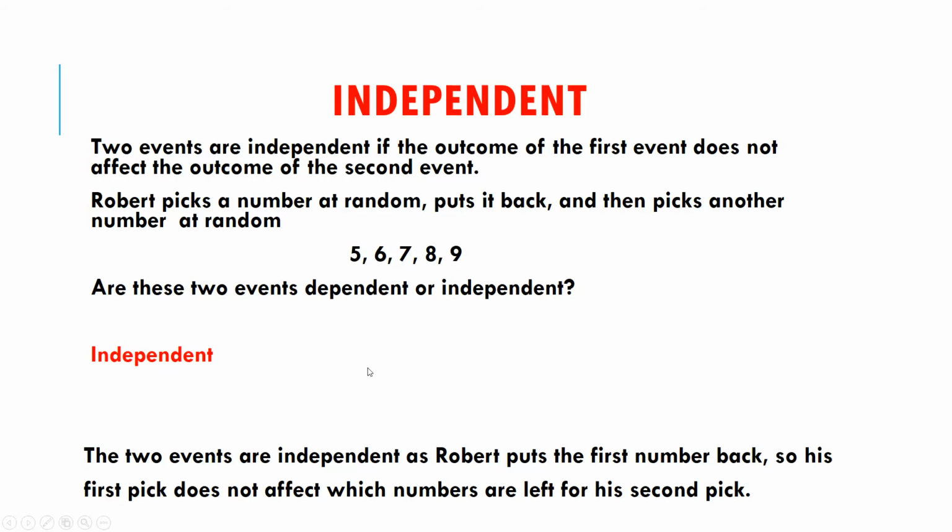When you say the answer is independent or dependent, there should be some explanation or logic behind it. The logic is that the two events are independent as Robert puts the first number back. So his first pick does not affect which numbers are left for his second pick. So this is independent.